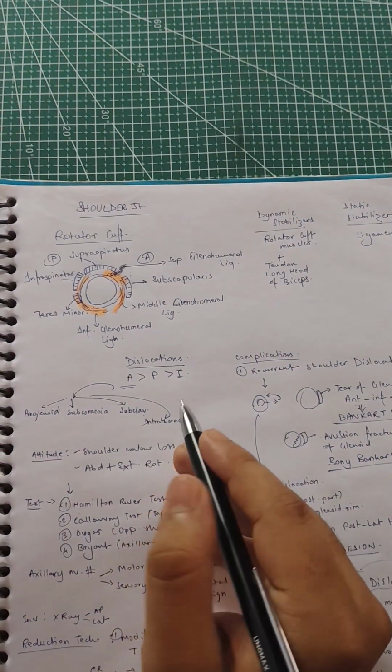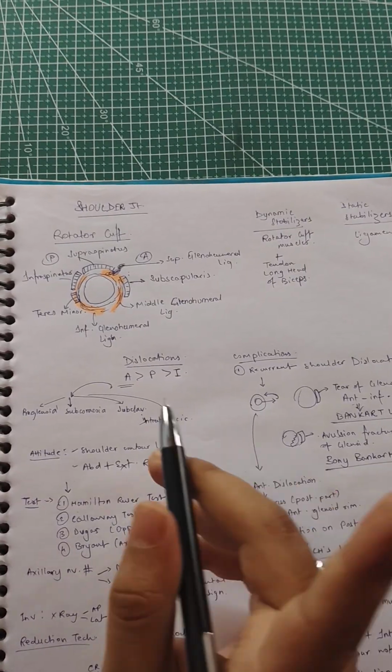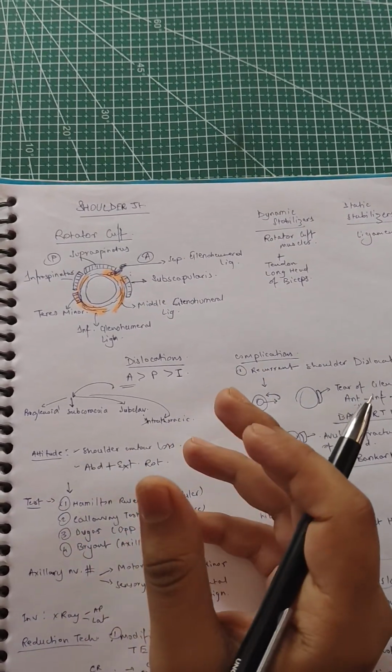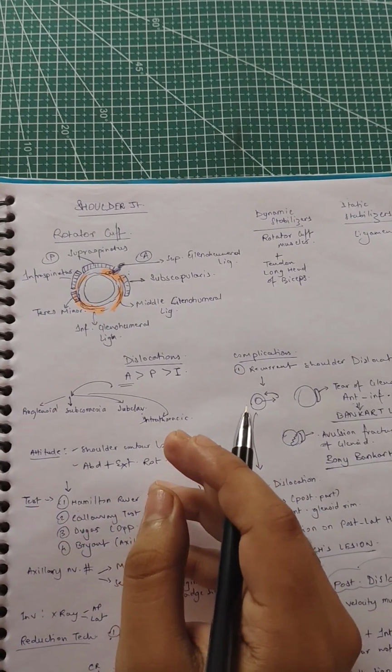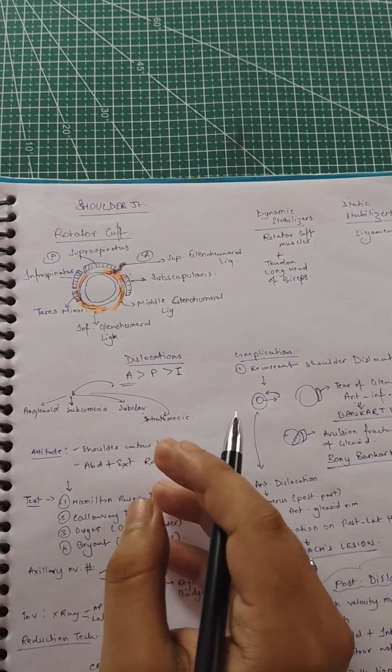If we talk about the attitude in anterior dislocation, you have to remember that first of all, there will be contour loss, right, of the shoulder joint. The beautiful contour of the shoulder joint that you have, it will be lost, and along with that, there will be abduction and external rotation. It means that you will have your arm away from you and externally rotated.